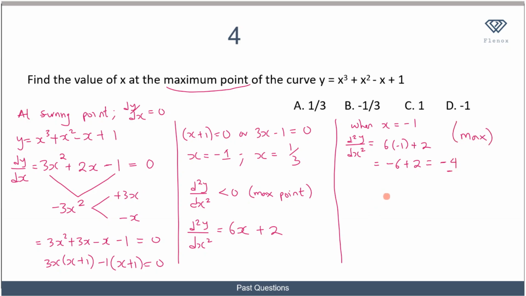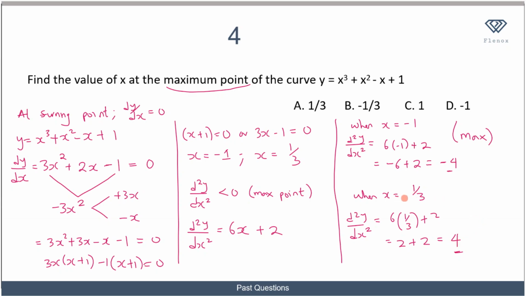So now let's write out the other value. So when x is equal to 1 over 3, what does my d squared y over dx squared become? It becomes 6 into bracket 1 over 3 plus 2, which becomes 2 plus 2, and that gives me 4. So as you can see, in this second condition, when x is 1 over 3, my d squared y over dx squared is greater than 0, which is 4.